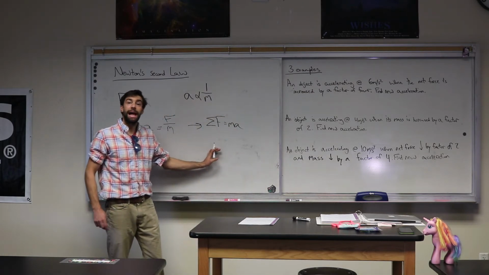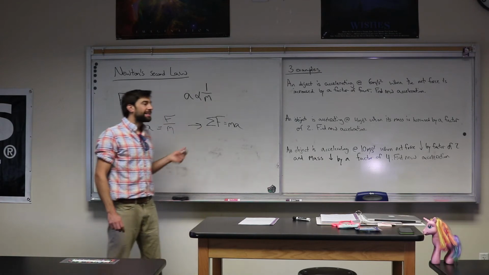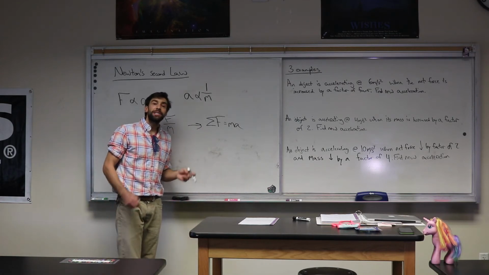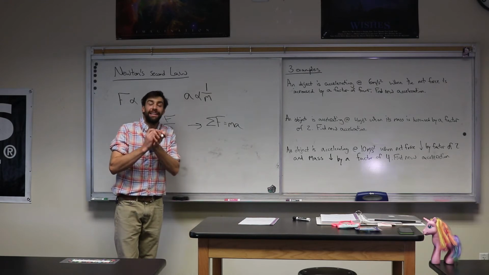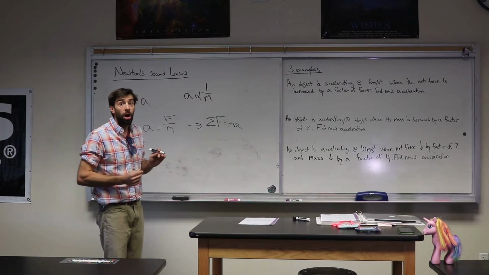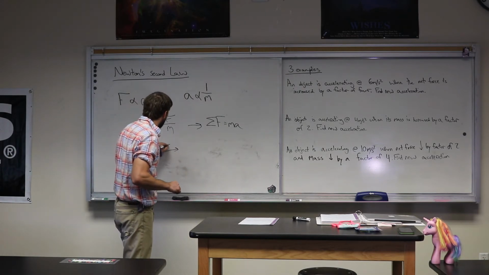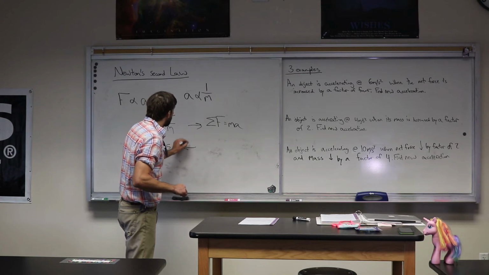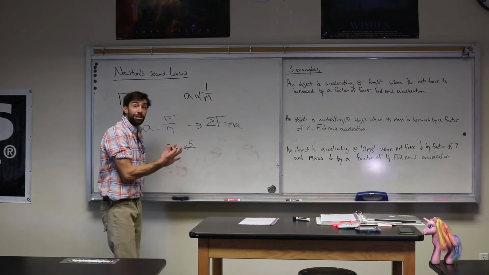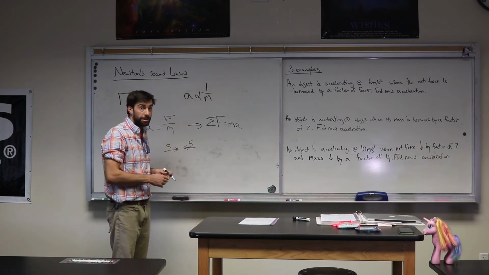F equals ma. You might be wondering what this little squiggly thing is. That is the Greek letter sigma. That just means net, or added up forces. And remember, the forces added up are vector quantities. So if I have 5 going this way and 5 going this way, they actually add up to 0, not 10, right? Because the forces are opposite directions.